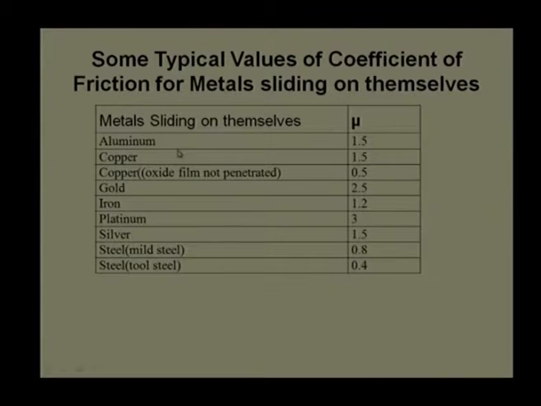It says aluminum versus aluminum. When aluminum rubs over aluminum under pressure or force, having relative velocity, it shows a coefficient of friction of 1.5. Amazing. We normally believe that the coefficient of friction will not go beyond 1.0, and here we are showing the coefficient of friction as 1.5. Similarly, when copper rubs over copper, it gives a coefficient of friction of 1.5.